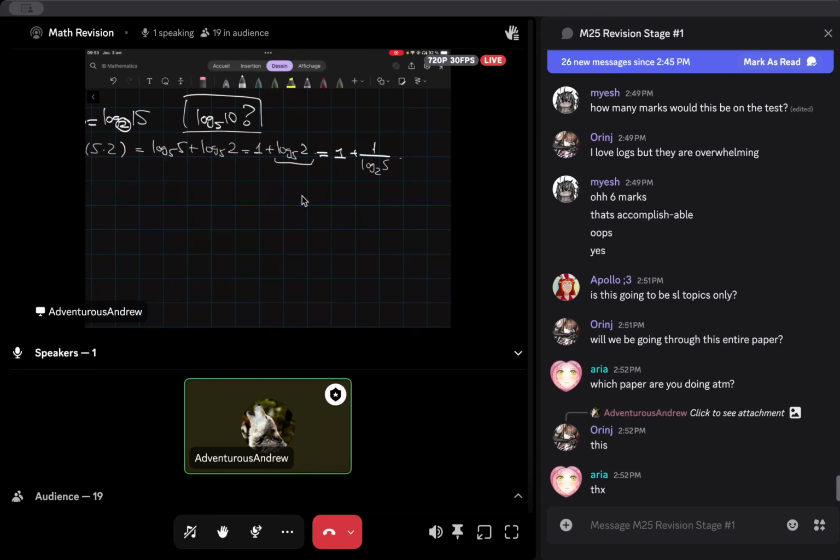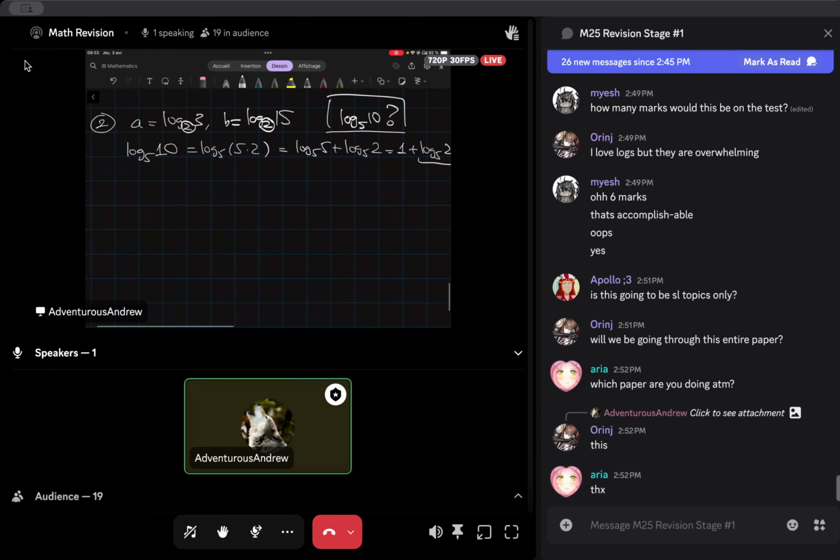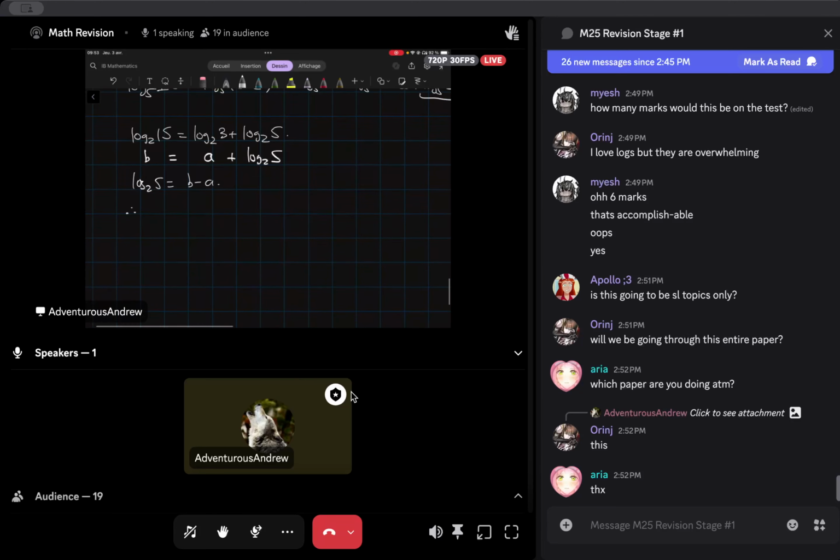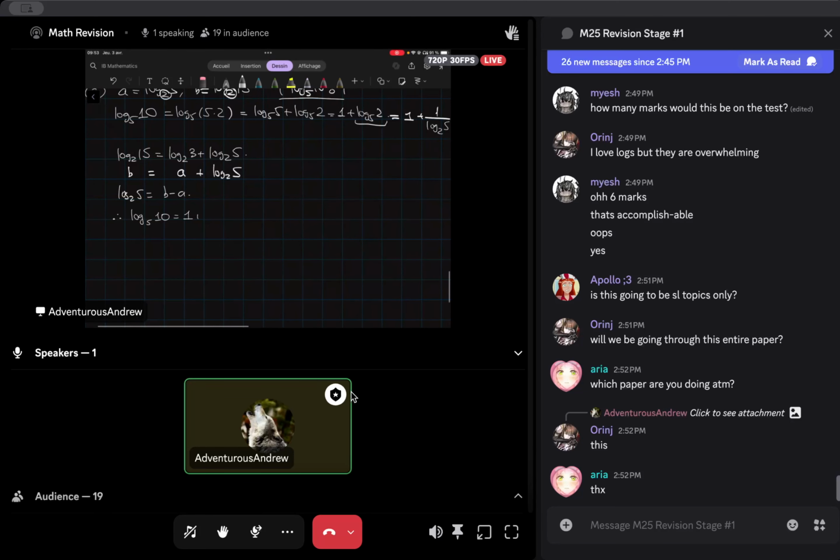And now it is a lot easier because you can see what to do next. We need log base 2 of 5. We have log base 2 of 3, and we have log base 2 of 15. So we can just decompose the 15 into 3 and 5. B, A, what we need. So the final answer is 1 plus 1 over B minus A.